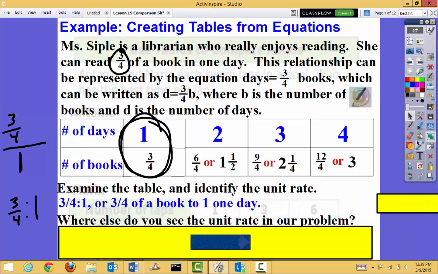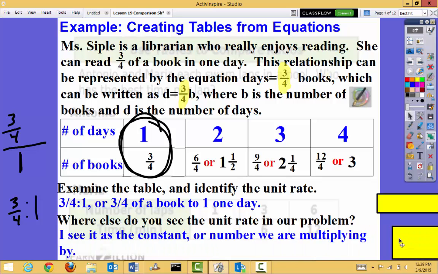Where else do I see that unit rate? Well, you should notice that unit rate, that 3/4, is also what I'm multiplying by. See it here, see it here. So my 3/4, my unit rate, is my constant. It's what I multiply it by. So you can see each time I'm multiplying by 3/4. Just to show you, I have 2 times 3/4. That's going to be 6/4, which I see is right here. So my constant, whatever I'm multiplying by, is also my unit rate.